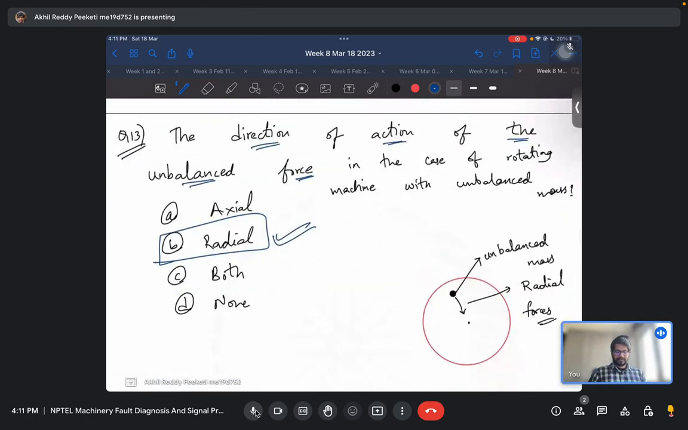Now, if there is this unbalanced force, what is the direction of action of this force? This unbalanced force is actually due to the centrifugal force on the unbalanced mass, so it will be radial in nature.